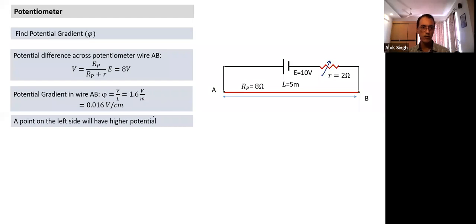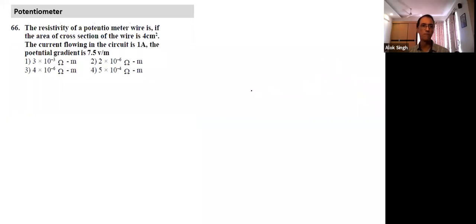Potential gradient will change. If I take two points, the point on the left side will have higher potential compared to the point on the right-hand side. Okay. Let's set simple numericals based on this. Let's try and solve simple questions. All of you try and solve on your own, and then we'll do it together.